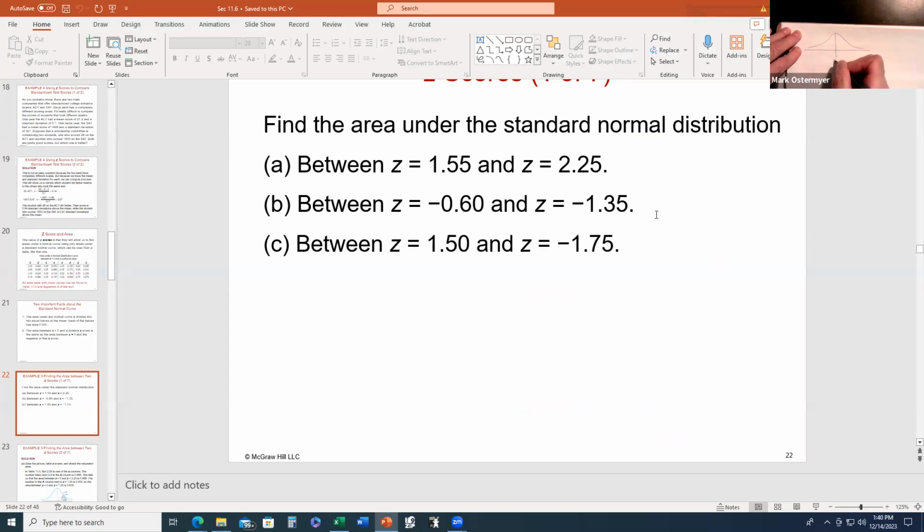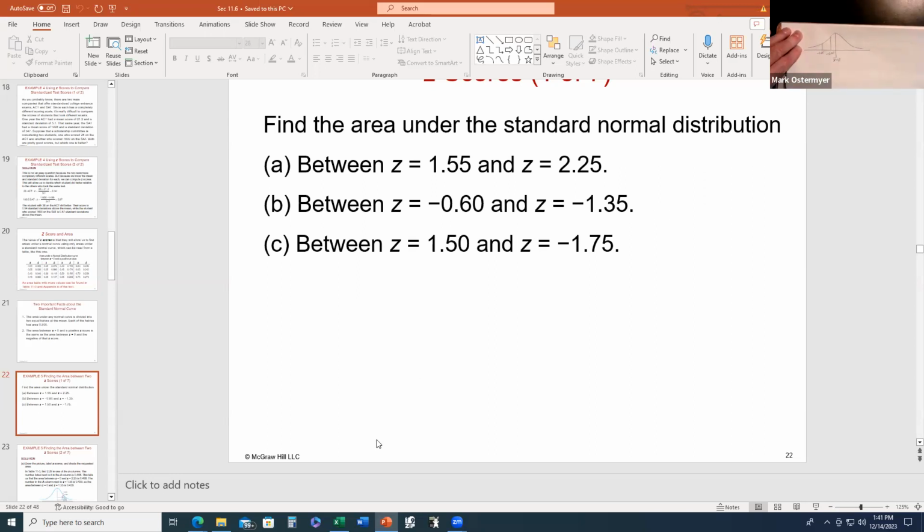Again, we're using the standard normal distribution where the mean is 0. Where would be -0.60? Well, that's going to be just to the left of your mean 0. -0.60. And -1.35 is going to be further to the left of your mean.